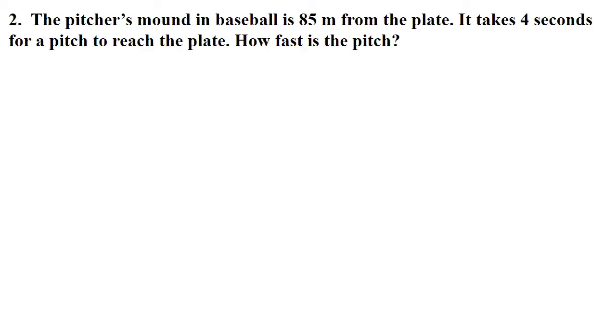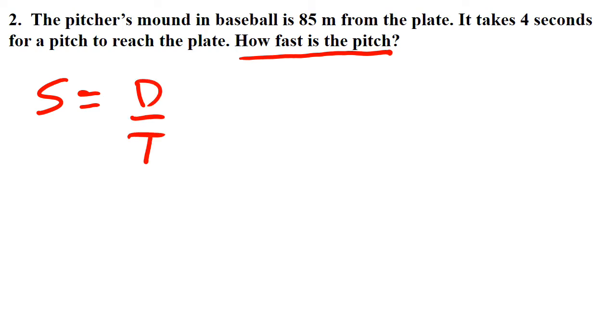Okay, on this problem, the pitcher's mound in baseball is 85 meters from the plate. It takes 4 seconds for a pitch to reach the plate. How fast is the pitch going? So in this one, we're looking at how fast. So again, that's a speed type calculation. So we know that speed is equal to distance divided by time. So then we just need to solve by putting in our values.